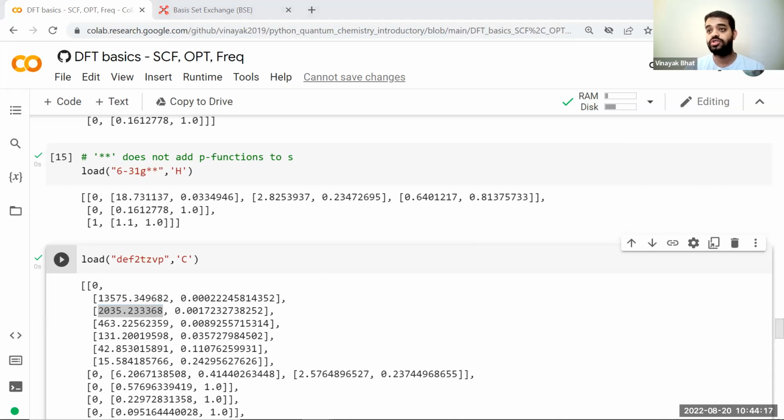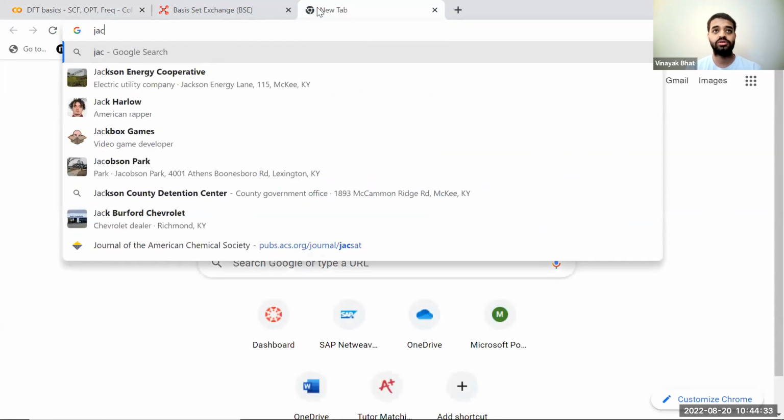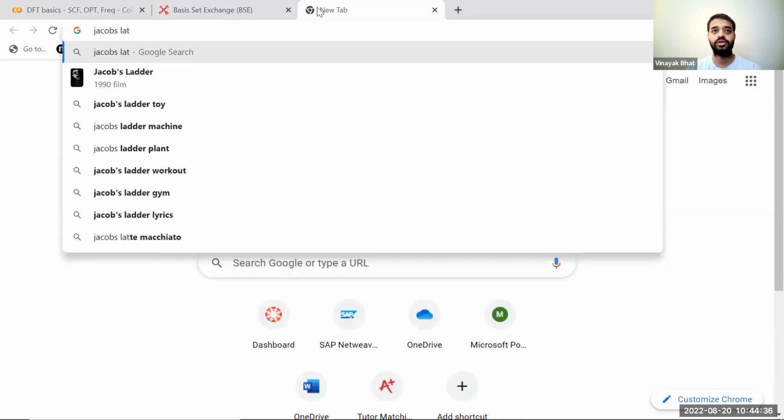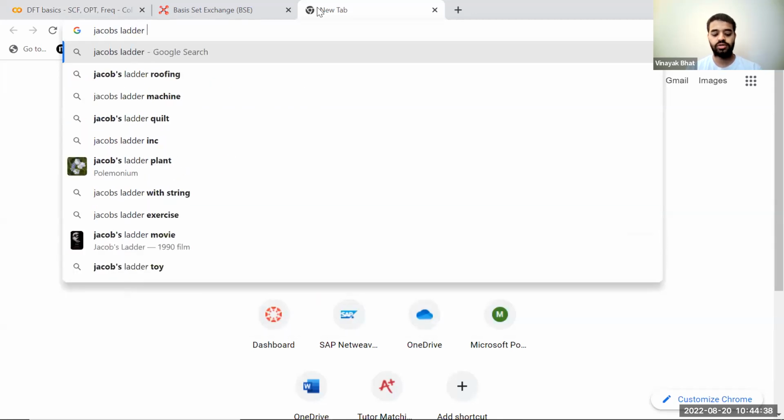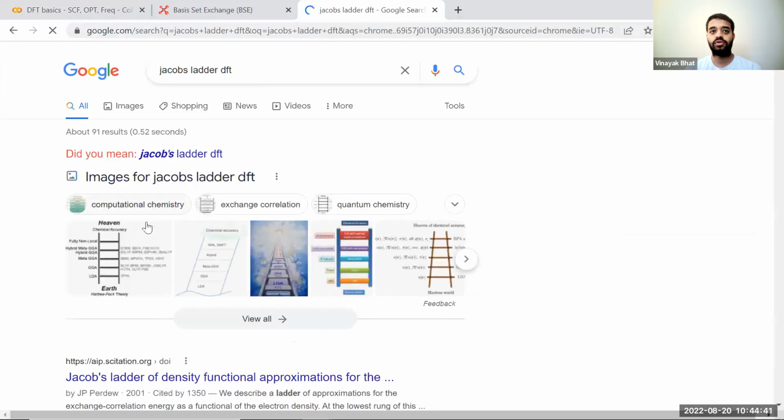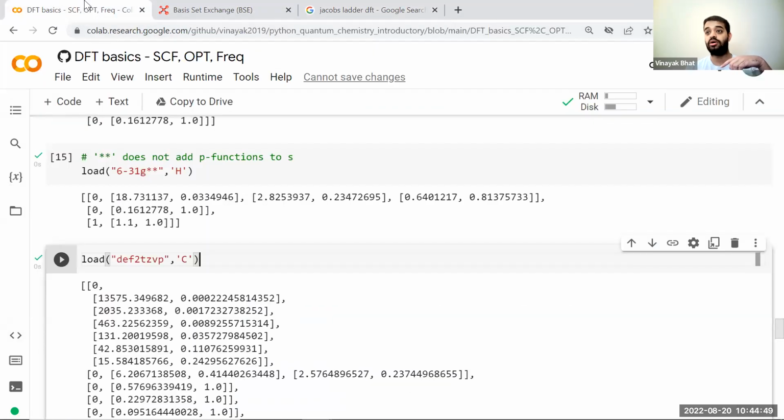So there's another question, which is, when do we use STO-3G and 3-1G? Okay, so STO-3G is the minimal basis set, and there's something called, maybe I should have put it in there, Jacob's ladder. In DFT, if you look at this, it tells you about basis set and functional. If you go with as big a basis set as possible, you will get more and more accurate values.